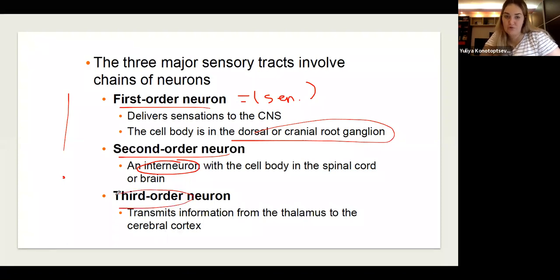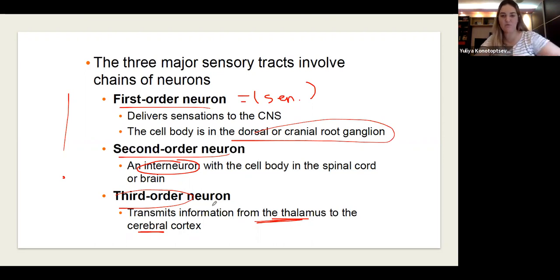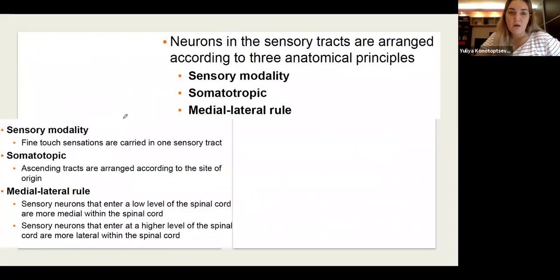Third order neuron is a neuron which transmits the information from the thalamus to the cerebral cortex. So this neuron is in the brain. The second order neuron will go all the way to the thalamus and will synapse with the third order neuron there. So it's also an interneuron, but its location is between the thalamus and the cerebral cortex. Okay, everything else is not important.